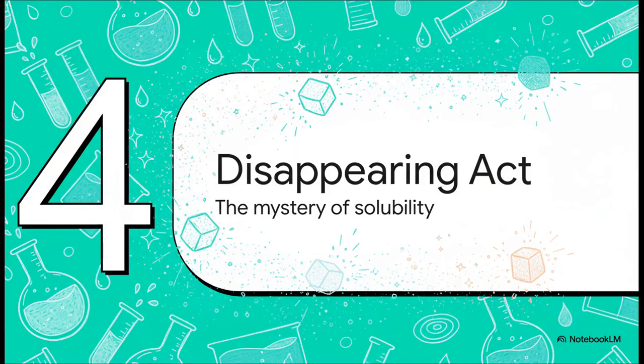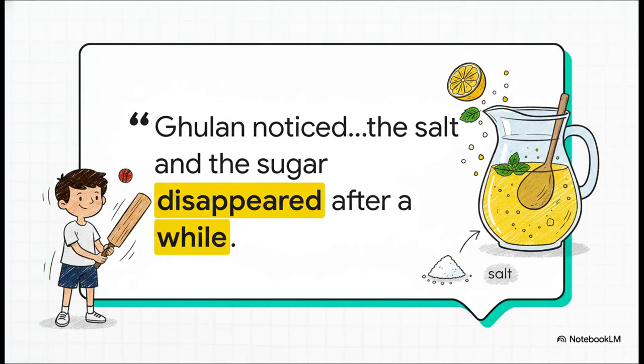Section 4. Now, this is a fascinating one. I like to call it the Great Disappearing Act. It's the mystery of what happens when you try to mix a material with water. So let's go back to Gulan. He's thirsty after playing, and his mom is making him a cool drink of shikanji, which is like lemonade. He watches her stir in salt and sugar, and after a few seconds, they're gone. They just disappeared. So where'd they go?